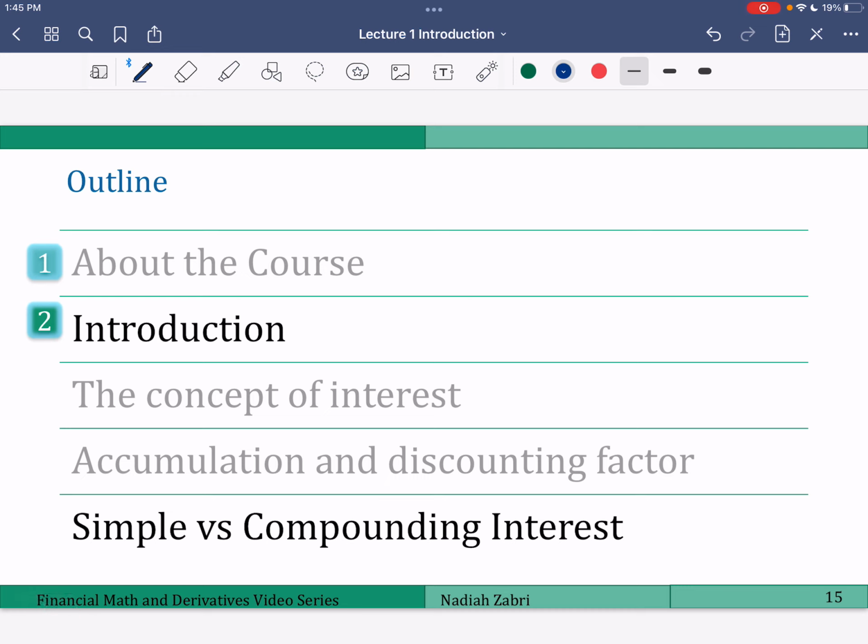Let's differentiate between simple and compounding interest. These are two ways interest is accrued in our financial instruments. However, the more common method is compounding interest.